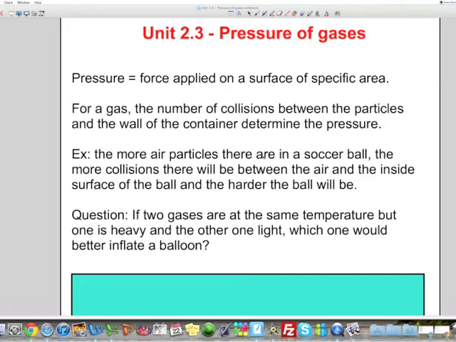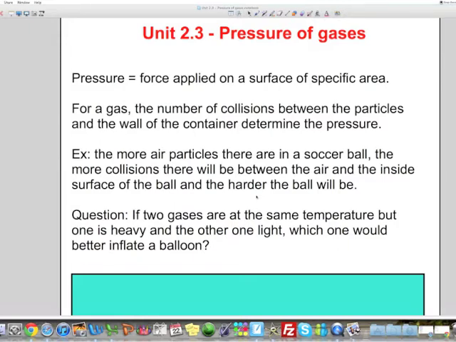For example, if we have a soccer ball here, the more air particles are in a soccer ball, the more collisions there will be, obviously, between the air and the inside surface of the ball, and therefore the harder the ball will be. So you can think of a bunch of kids in a little inflatable playground, and they're running around and they're throwing themselves on the walls of that inflatable playground, and those would be the little air particles throwing themselves at the walls of the soccer ball, therefore stretching it outwards and giving it its shape, inflating it basically.